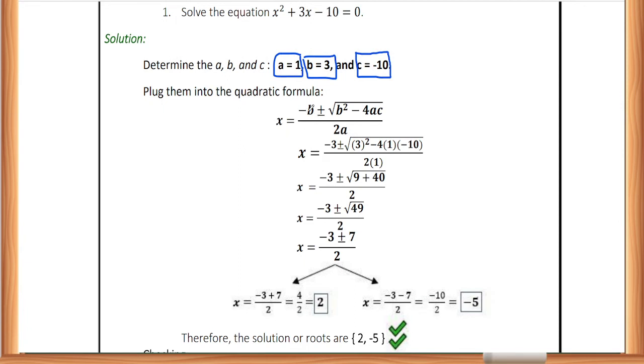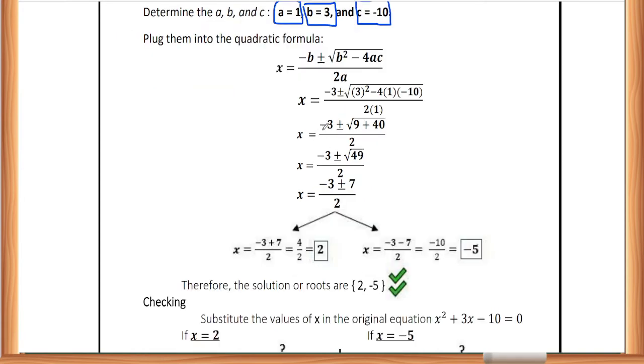Okay, so let's substitute now the values of A, B, and C to the quadratic formula. Okay, so we have negative b. Since your b is positive, so we have minus 3. And then plus and minus the square root of the square ng b, which is 3. And then 4 times a, your a is 1, and your c is negative 10. Okay, so all over 2a. So a is 1, so that's why 2 times 1 lang to.